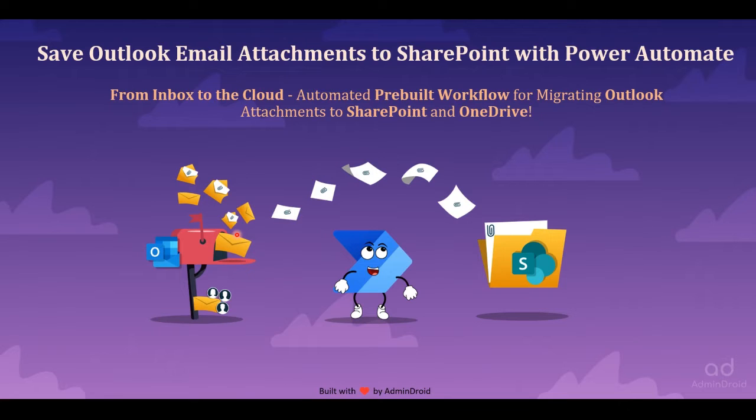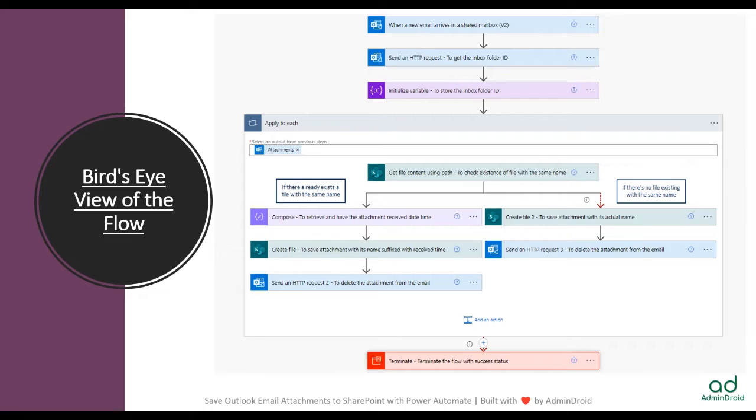Here, I'm going to show you how you can effortlessly import a pre-built Power Automate flow to save the email attachments received by a shared mailbox to a specific folder in a SharePoint document library. I have created this flow with efficient mailbox storage management and also a clever prevention mechanism for file overwriting issues. This is the overall view of the flow. Despite its elaborate appearance, the actions in this flow are straightforward and simple.